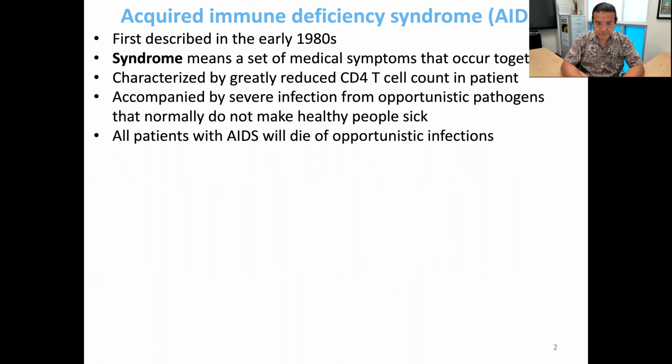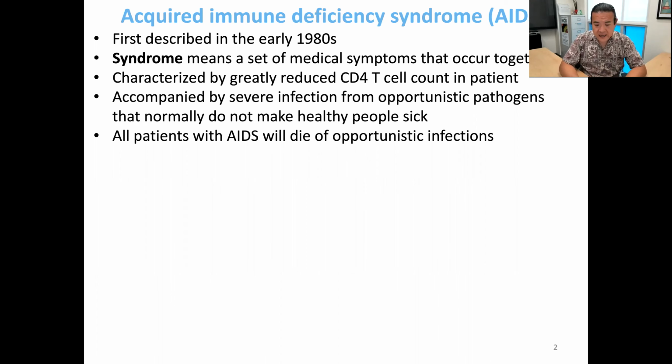So as a result, AIDS is accompanied by severe infections from opportunistic pathogens that normally would not be the source of worry, because normally those types of opportunistic pathogens don't make healthy people sick.